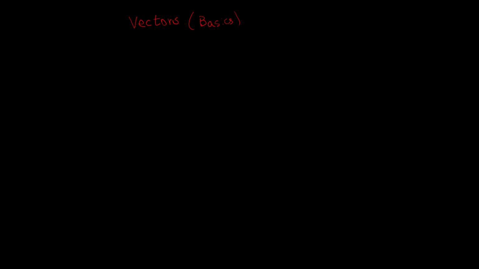So what is a vector? A vector is a quantity with a magnitude plus direction. And it's often represented by an arrow like this. And unlike a scalar, a vector tells how far and which way.